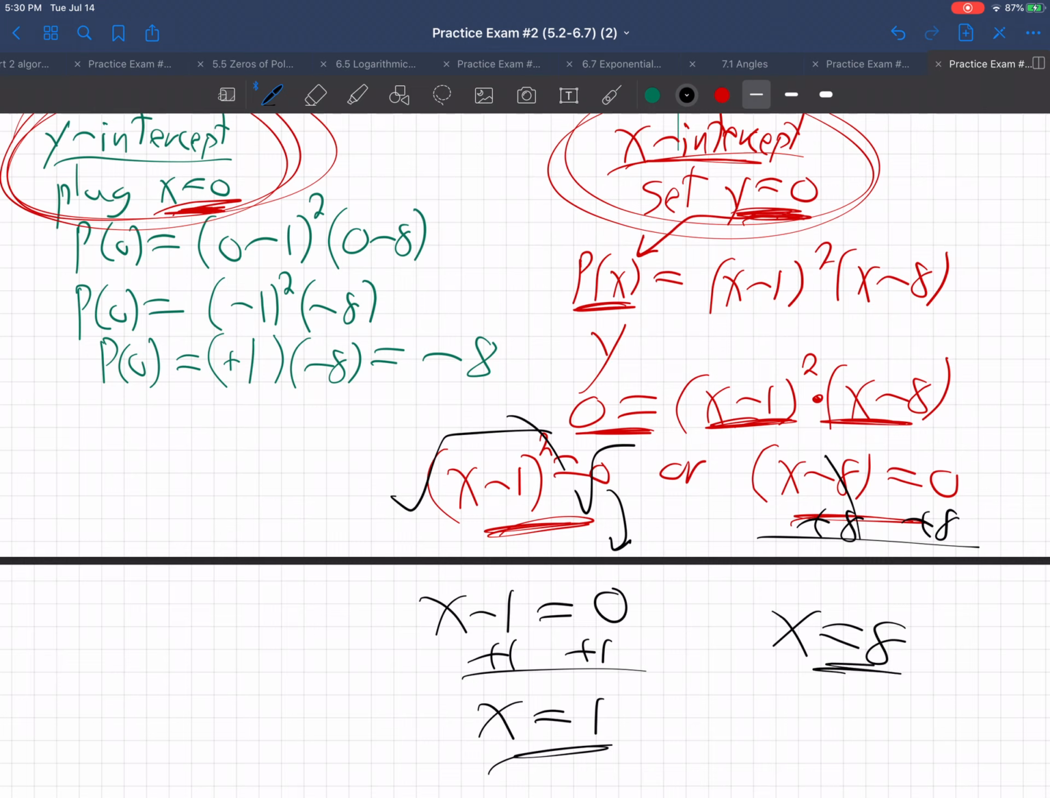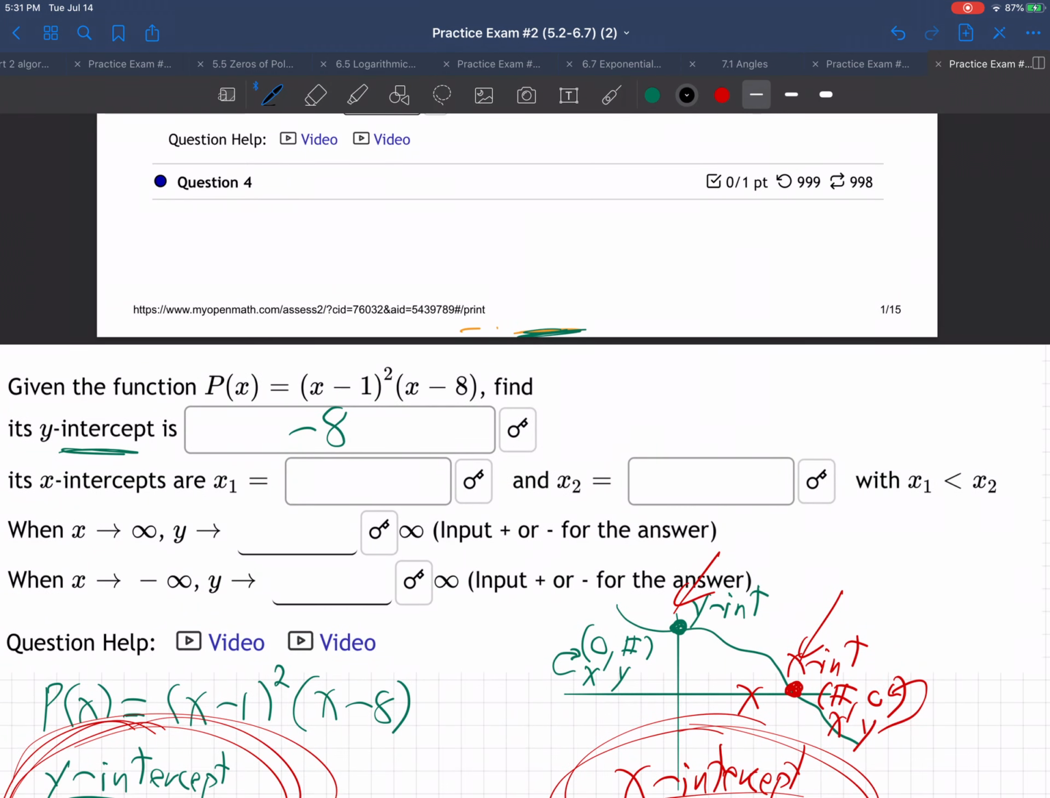Pretty much, we could have seen it right here. If you plug in 1, it's going to make this factor 0. Plug in 8, it's going to make that factor 0. If you make either one of those 0, since they're multiplied, it'll equal 0. So 1 and 8 are the two x values that are the x-intercepts. Oh, I guess it's 1 here and 8 there. They want you to put the lower one first and the higher one second.